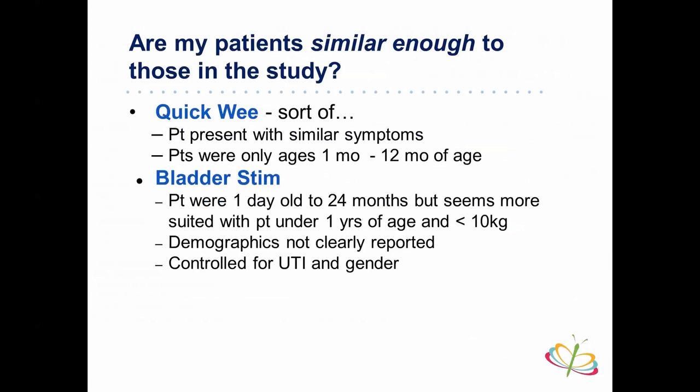And with the bladder stim, our patients range from 1 day to 24 months, but the procedure seemed to be more suited for those under the age of 1 and under 10 kilograms. We don't know how similar they are because the demographics were not clearly reported, but on the good hand, it was controlled for UTI and gender.